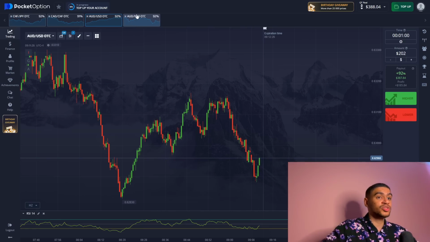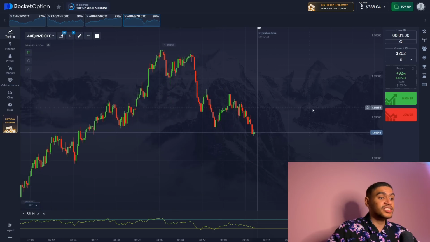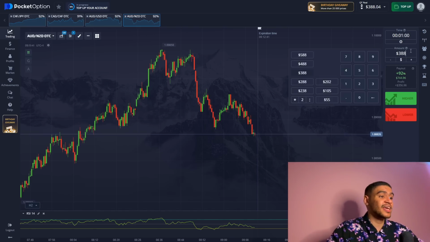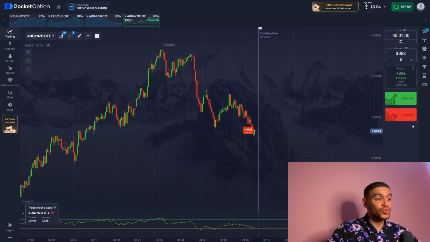And let's move on into our last trade. Australian dollar, New Zealand dollar is going to be our last one, and we're going to see what we can do on this chart here and how we can actually make money. And same thing here, let's change the amount to $388, and this is just so easy to trade on. This is just fantastic. And looking at the chart, you can immediately see what you need to do and what you need to place and how you can do it.